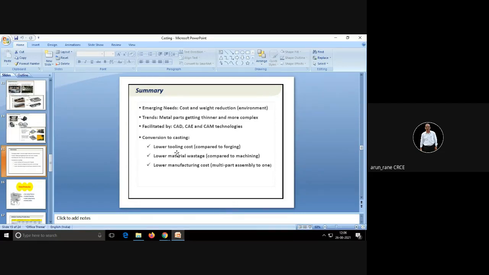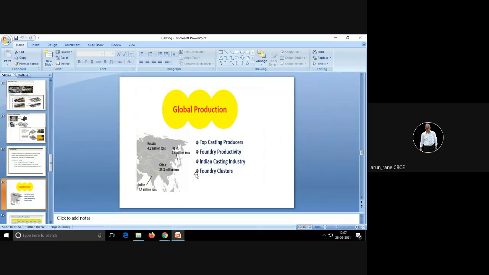If you talk about sand casting, then the tooling cost is less. There is less material wastage, and the manufacturing cost is also less. Whenever we discuss various types of sand casting, at that time you will understand this.